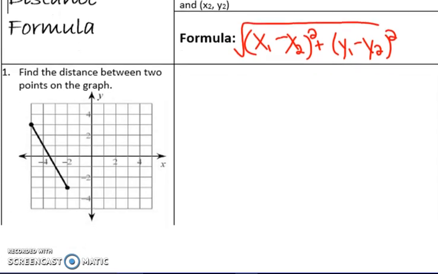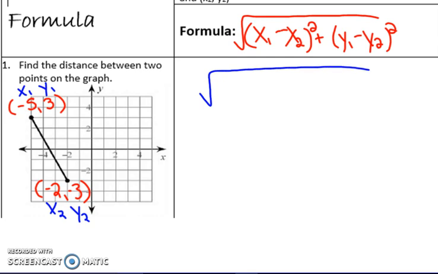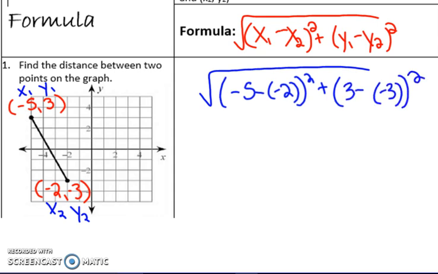If we look at our first problem, we are just given a graph, so the first thing we need to do is find our points. This point is at -5, 3, and my second point is at -2, -3. Now make sure you label your points, that way we don't forget we have x1, y1, x2, and y2. And now I'm going to use the formula, my square root of x1 minus x2 squared plus y1 minus y2 squared. x1 is -5 minus x2 is -2 squared plus my y1 is 3 minus y2 is -3.